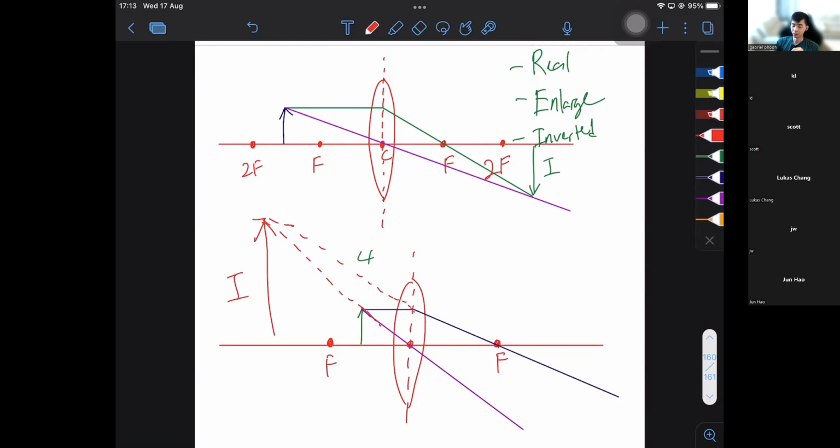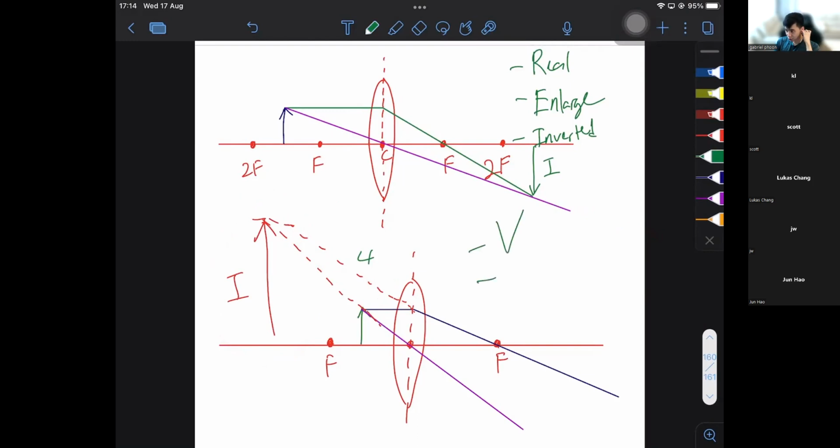Why is it virtual? Oh, it will only be real if it is formed by real light. You see these solid lines here? These are real light, right? But if it is formed by all these dotted lines here, these are essentially virtual light. And if they are virtual light, then this must be a virtual image, right? That's why the first characteristic is definitely virtual.